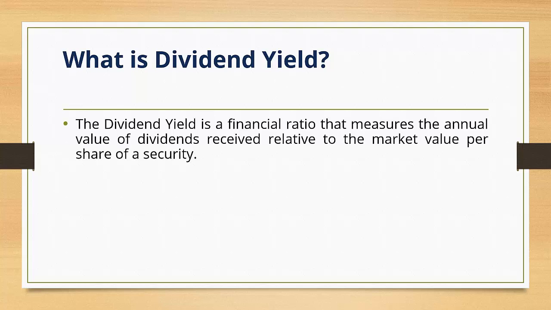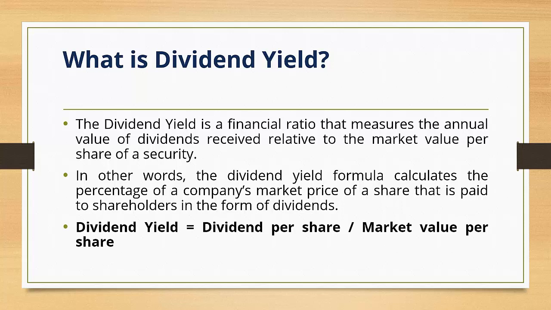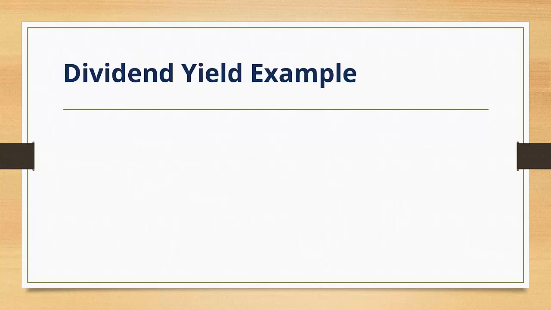Dividend yield is a financial ratio that measures the annual value of dividends received relative to the market value per share of a security. In other words, the dividend yield formula calculates the percentage of a company's market price of a share that is paid to shareholders in the form of dividends. As you can see in the formula, dividend yield is equal to dividend per share divided by market value per share. Let's understand this with the help of one example.